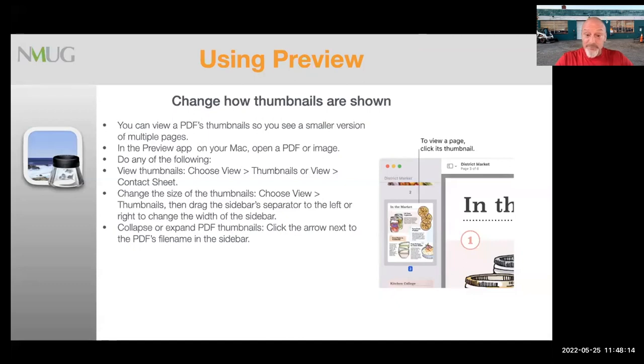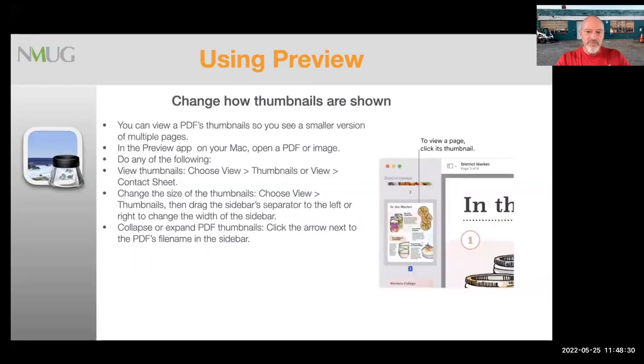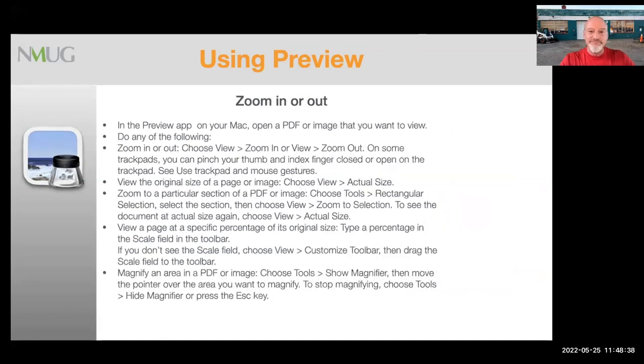Now, if your thumbnails are really small, there will be an arrow next to the file name on the right. I don't know if we can see it in this picture. Let me see if I can see. So yeah, you'll see an arrow to the right of the file name if the PDFs are shrunk, that you can expand them with.